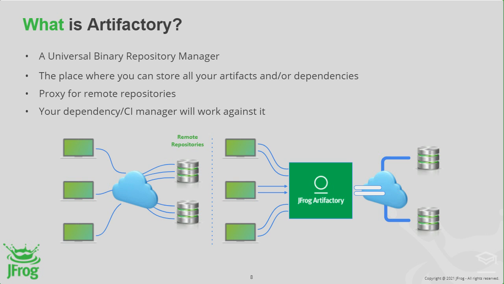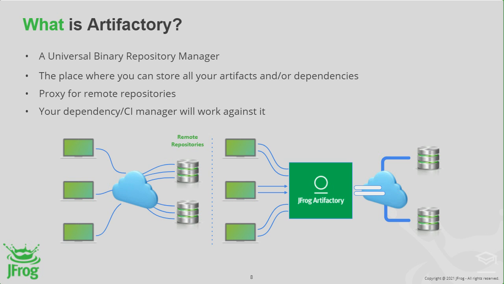But in the right side of the diagram, you can see that with Artifactory, all of the clients, and again, when I say clients, these could be developers, this could be the CI process and so on, are fetching dependencies through Artifactory. Now, this provides us with several advantages. One of them is the fact that Artifactory is caching locally the dependencies that are consumed from those remote repositories.